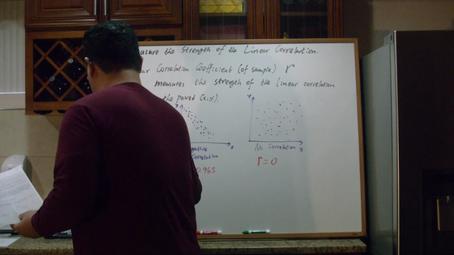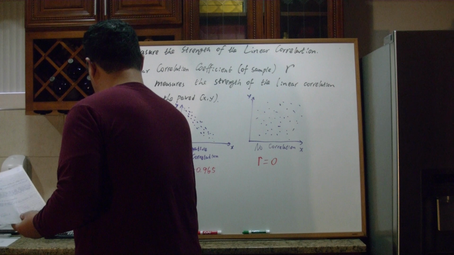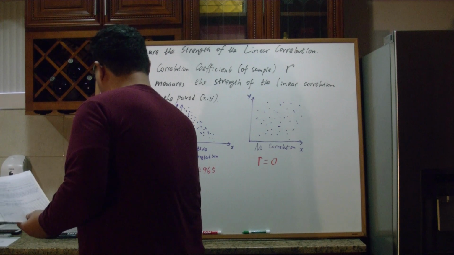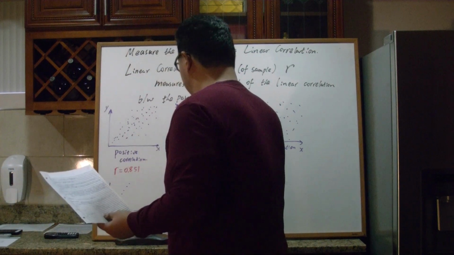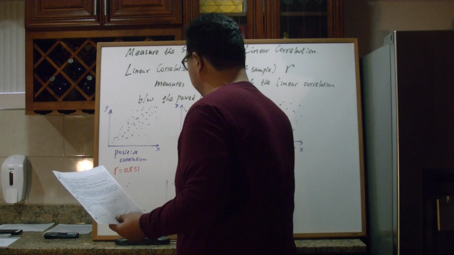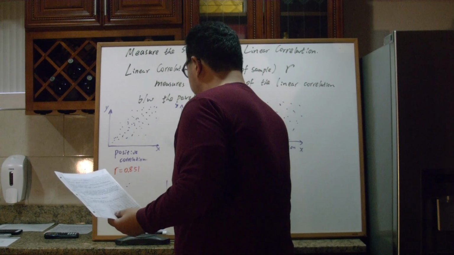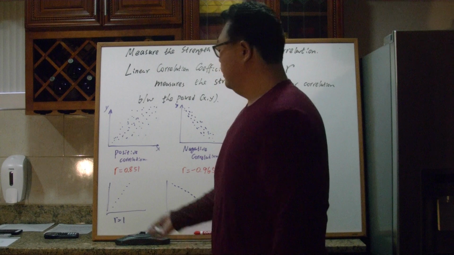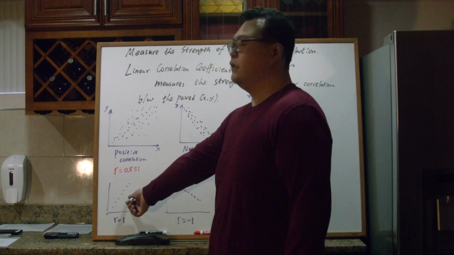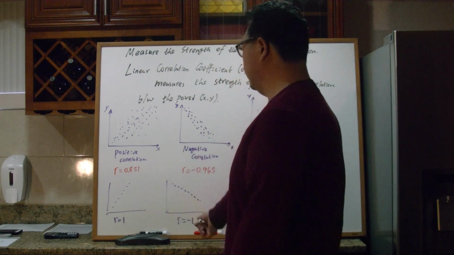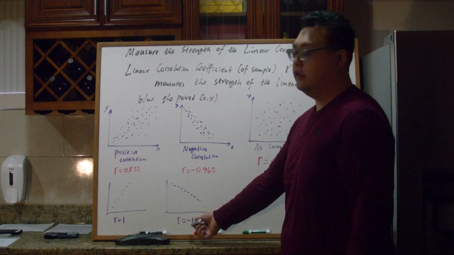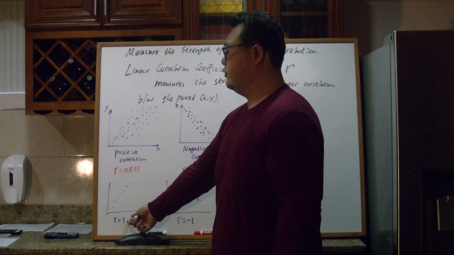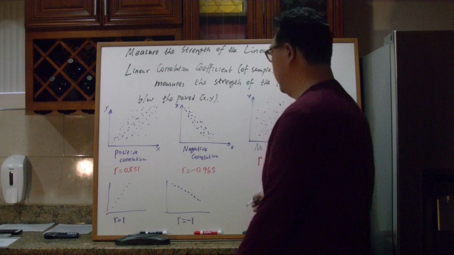And for a perfect line, r will be 1. And for the other type of perfect line, r will be negative 1. This one is a perfect positive correlation. This one is a perfect negative correlation. So we get r to be the extreme values of 1 and negative 1.